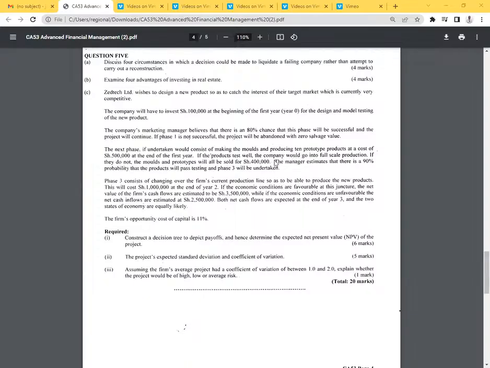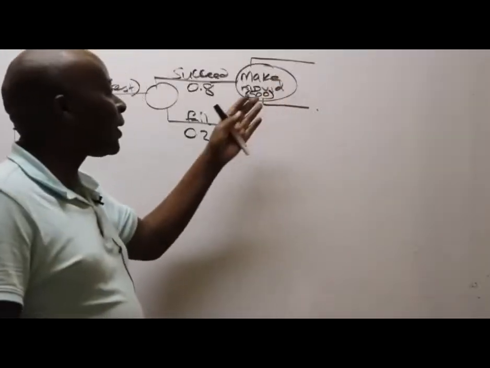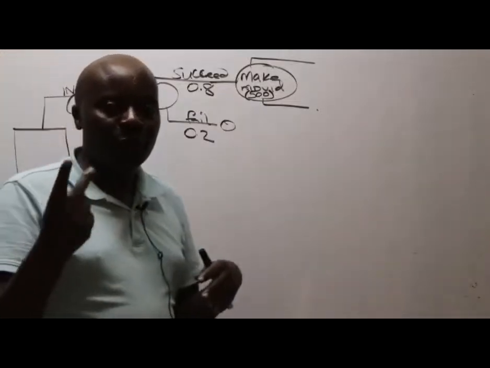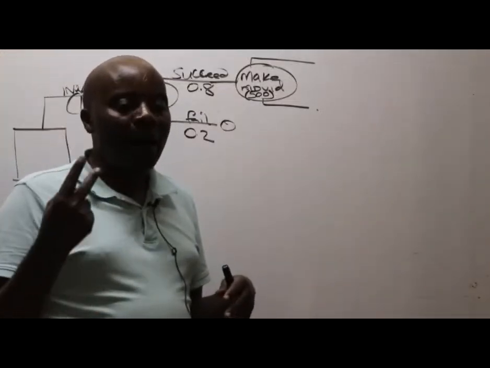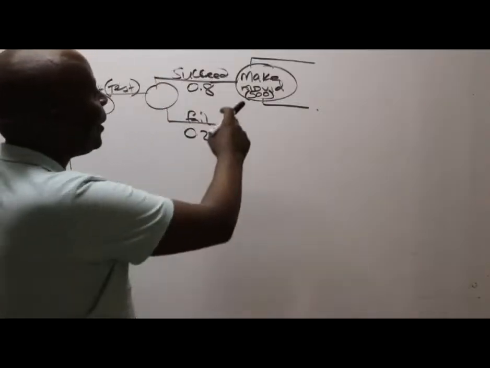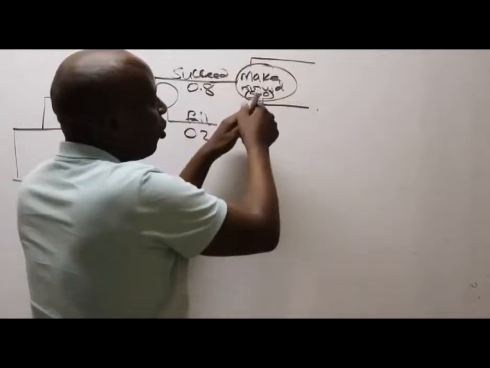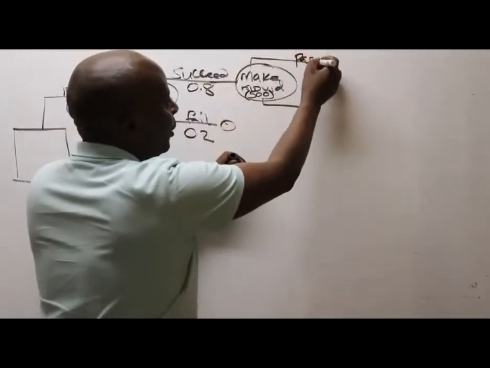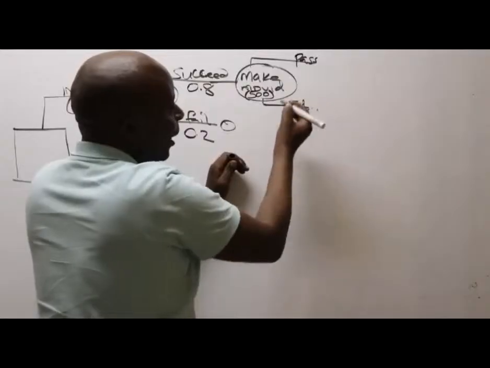If the product tests well, the company would go into full scale production. If they do not, the molds and prototypes will all be sold for 400,000. The manager estimates that there is a 90% probability that the product will pass testing, and phase 3 will be undertaken. Ladies and gentlemen, the two possibilities are probabilistic. That is why we are capturing them out of a circle. So the molds could either pass this phase, or they don't pass.